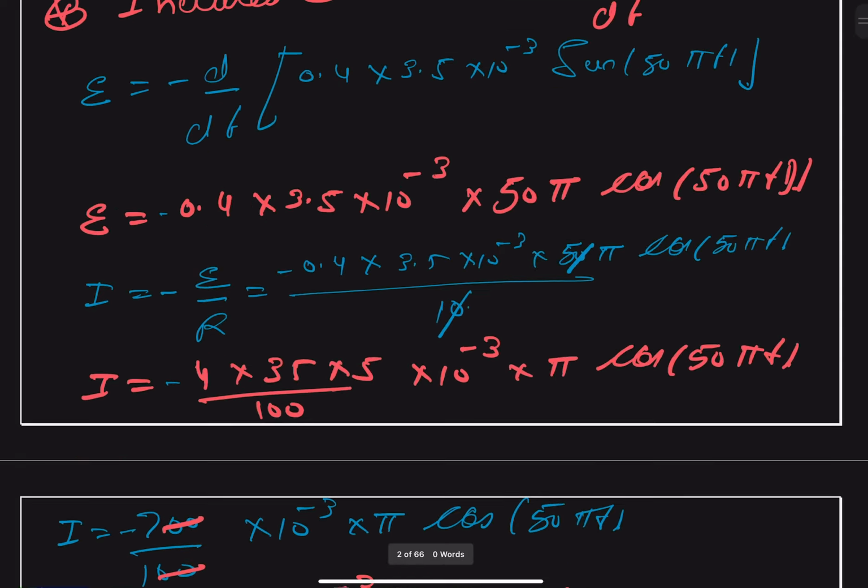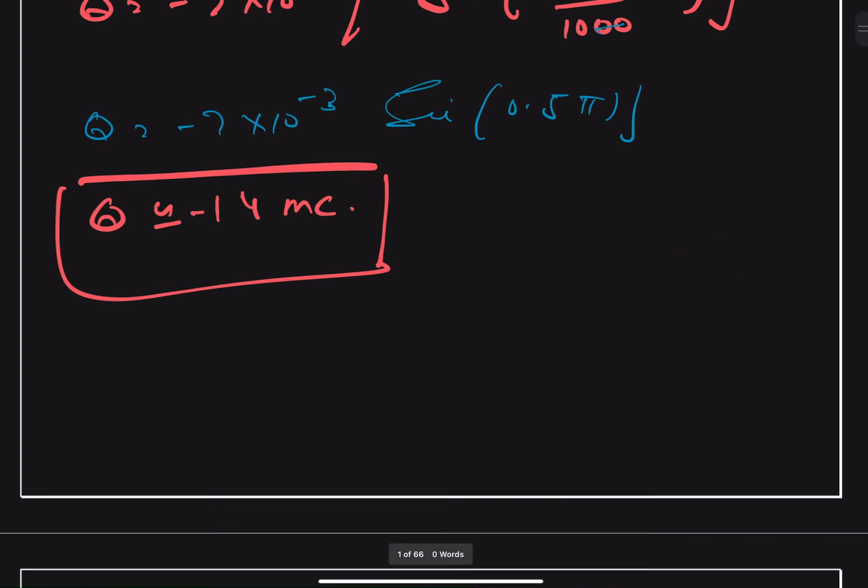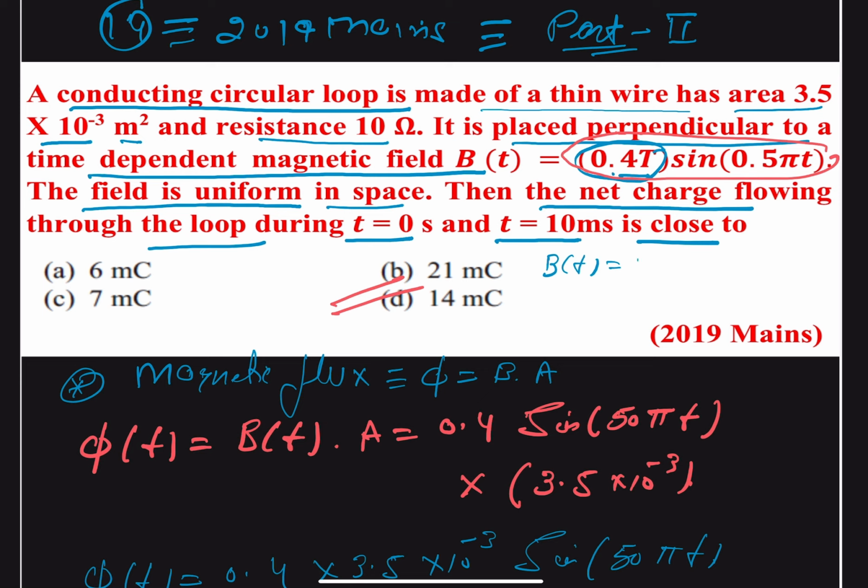So option D is the correct option. Option D is correct. There is a slight correction in the question itself. The magnetic field should actually be 0.4, and this will be our sine of 50 pi t. So this should be the actual magnetic field, not this equation.